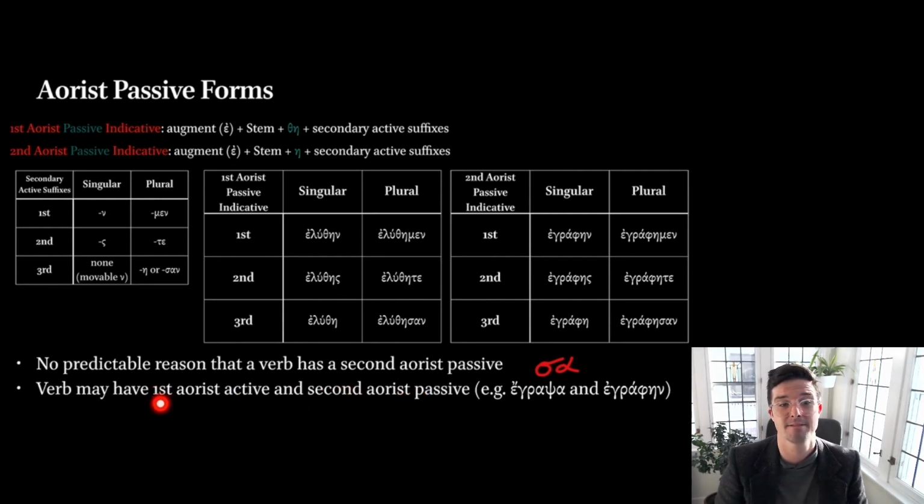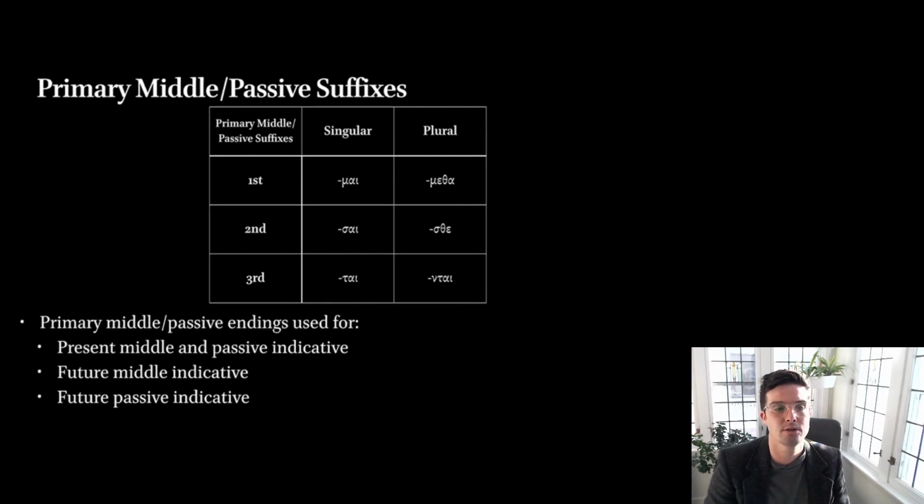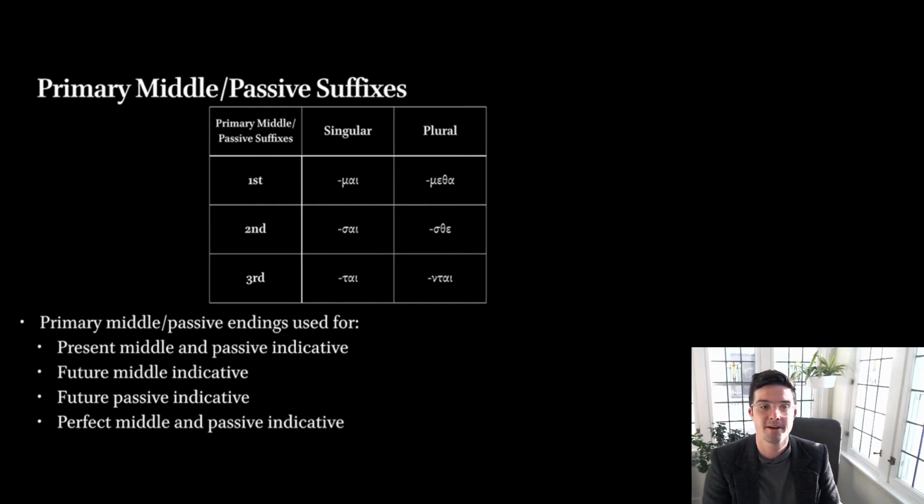And just because a verb takes a first aorist active does not mean it's going to take a first aorist passive. And once again, you're going to find here with the primary middle passive suffixes, which we have seen used for these different tenses, the present middle and passive, the future middle, the future passive, and the perfect middle and passive.